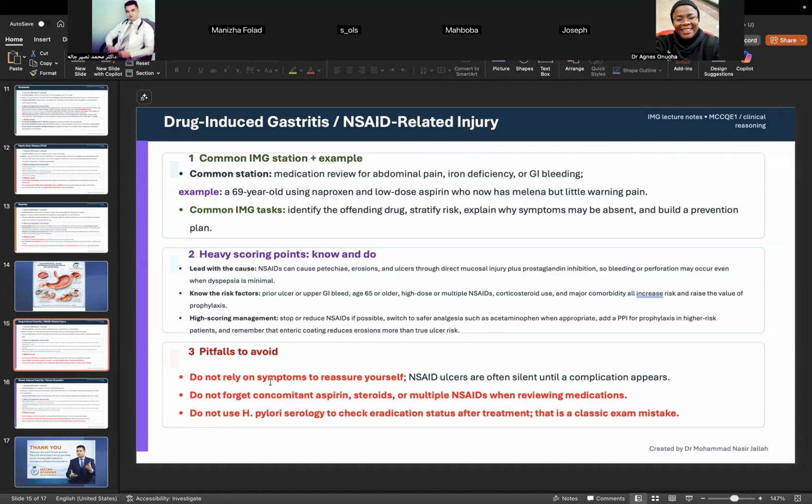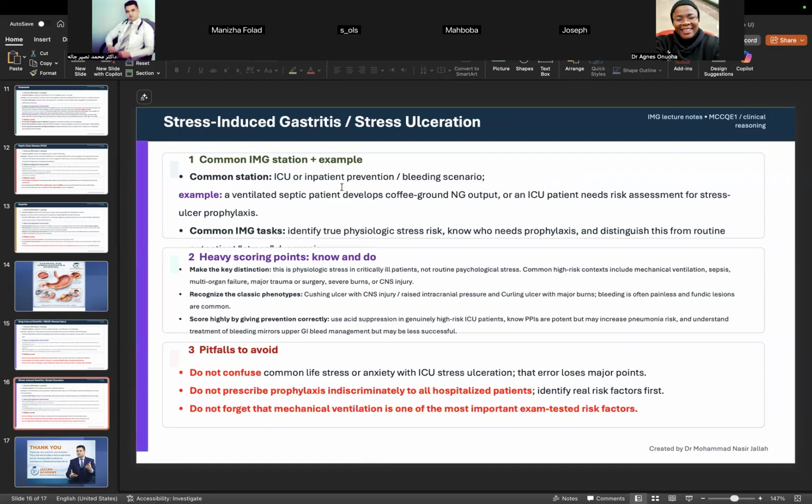Pitfalls. Do not rely on symptoms to reassure yourself. Non-steroidal ulcers are often silent until a complication happens. Do not forget concomitant aspirin, steroids, or multiple non-steroidals when reviewing medication. Do not use H. pylori serology to check eradication status after treatment. That is a classic exam mistake. Okay? Do not use serology to check for the eradication result.